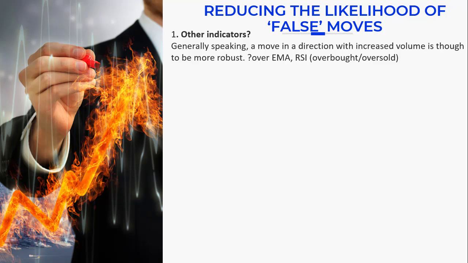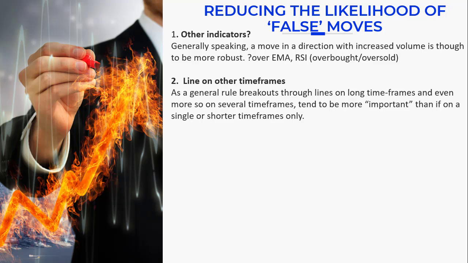The first, of course, is to utilize other indicators apart from price. Generally speaking, a price move in a direction with increased volume is thought to be more robust. Other indicators we may use are quite simple, and maybe it's over a specific EMA, so if we're going long, it might be we want it over a 20 EMA. We'd also perhaps check the RSI or relative strength index to see whether something's overbought or oversold.